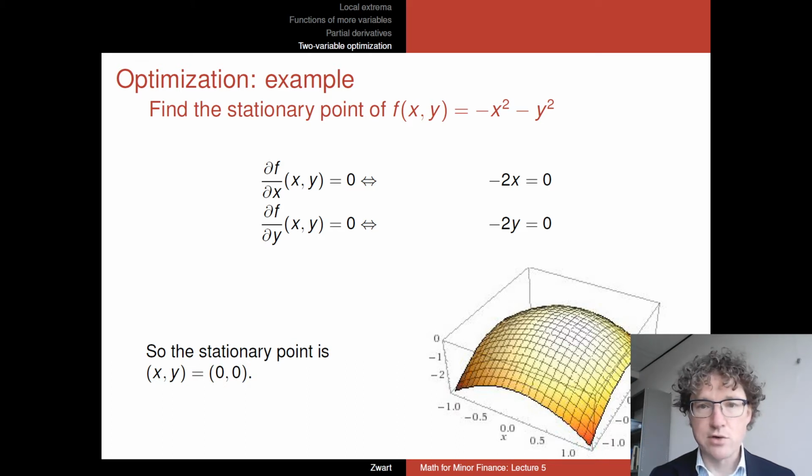So indeed, the first order conditions here identify the unique maximum of this function, x comma y equals 0 comma 0.